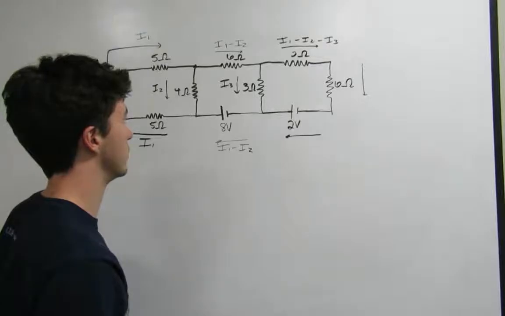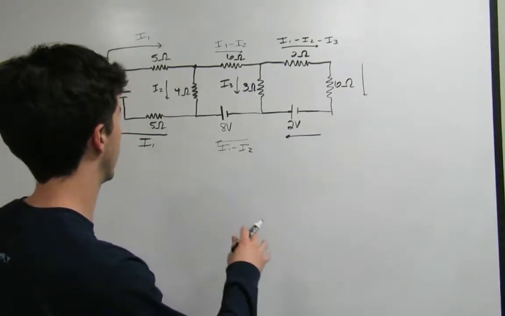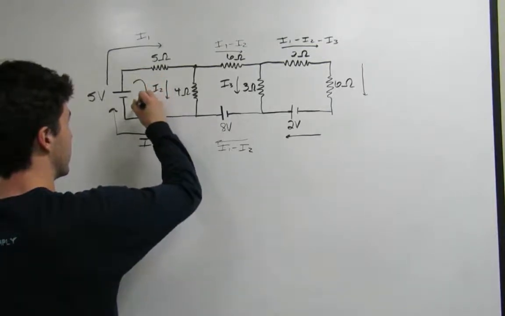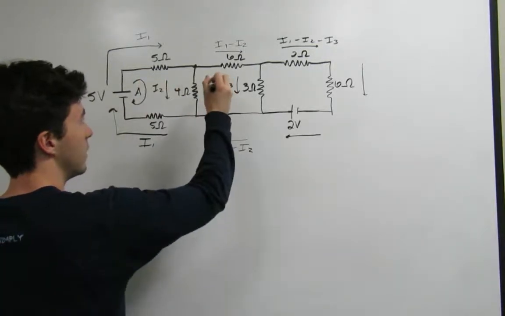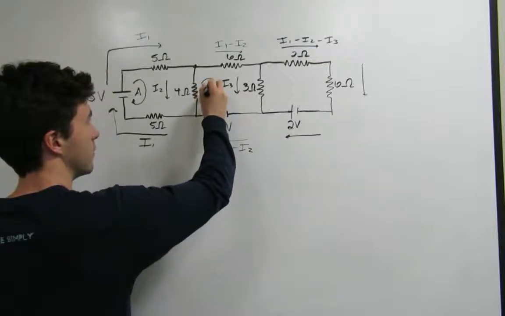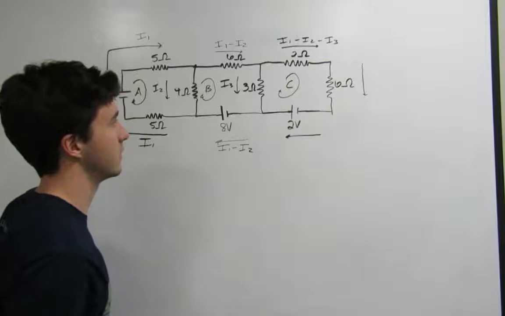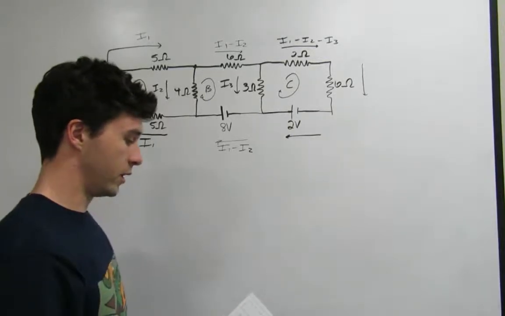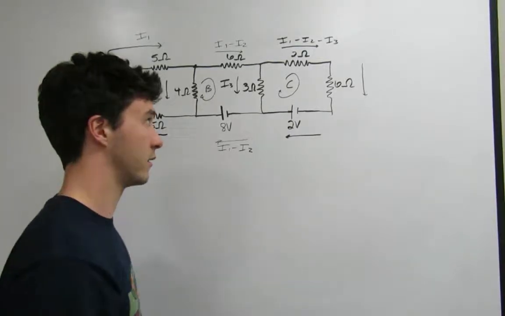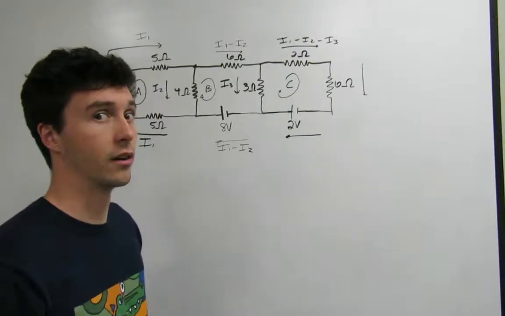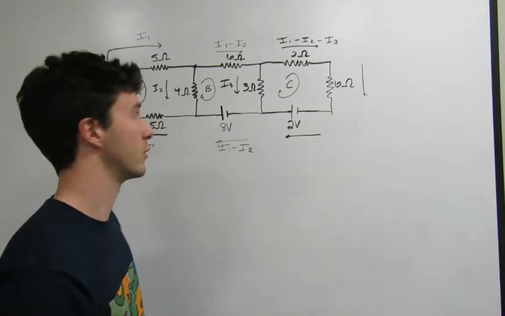Next we're going to label each loop. So right here, it's pretty obvious that we have 3 loops. Just go ahead and label them loop A, loop B, call that one loop C. And we know that the sum of the voltages around a loop is going to sum to equal 0. So that's how we're going to build our equations from that rule.